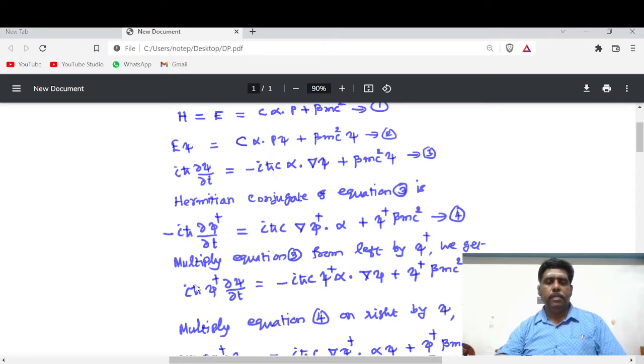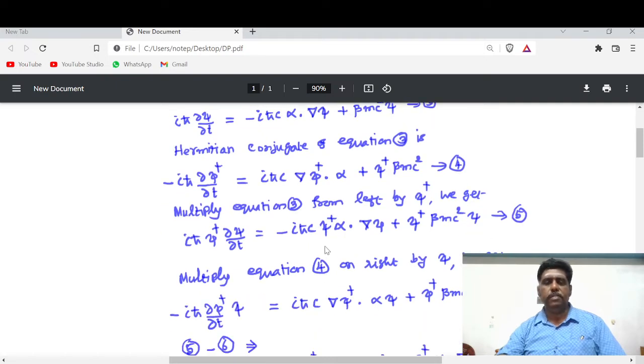We can get i h-cross psi dagger dou psi by dou t is equal to minus i h-cross c psi dagger alpha dot del psi plus psi dagger beta mc squared into psi. Now consider equation 4. We have to multiply all the terms of equation 4 by psi on the right. You can get minus i h-cross dou psi dagger by dou t into psi is equal to i h-cross c del psi dagger dot alpha psi plus psi dagger beta mc squared into psi.